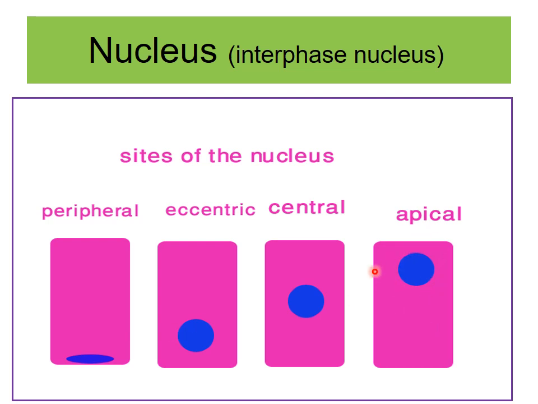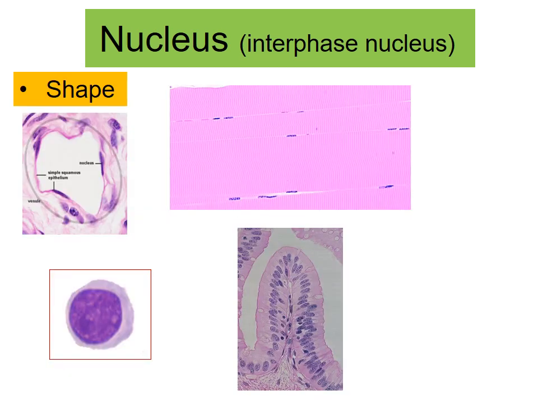Regarding the site of the nucleus, the nucleus might be apical in position. Apical means it is in the apical part of the cell. Or it might be central, in the central part of the cell. Or it might be eccentric. Eccentric means the nucleus is present midway between the center and the cell membrane. Also, the nucleus might be peripheral in position. It means it is close to the cell membrane.